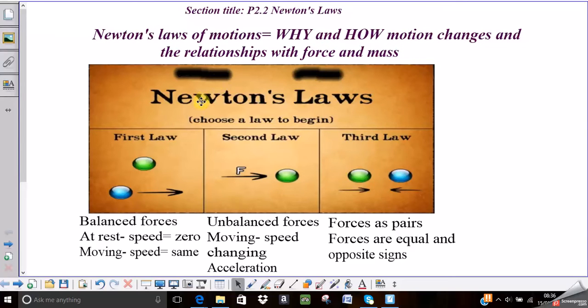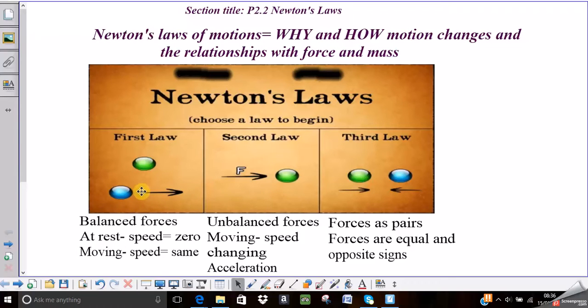There are three laws of motion: first, second, and third. The first law of motion is the law of balanced forces. If we look at the diagram, we see that the first ball, the green one, is at rest. That means that ball has a speed of 0. And you can only have a speed of 0 if all the forces acting on you are balanced. The forces going to the right, to the left, up, and down, just to simplify the forces that will act on that specific ball.